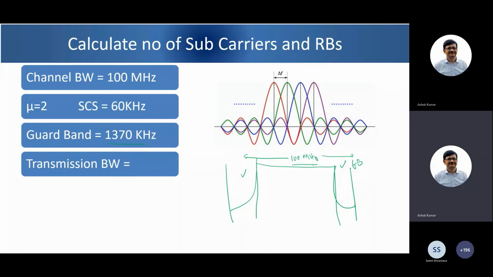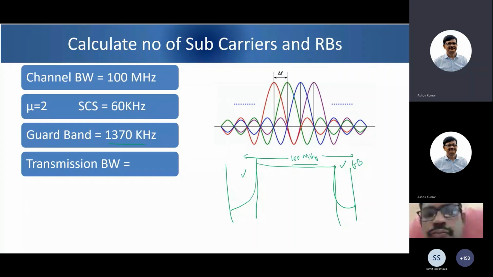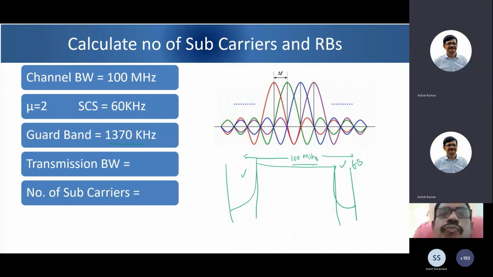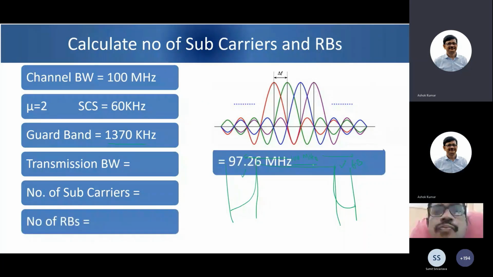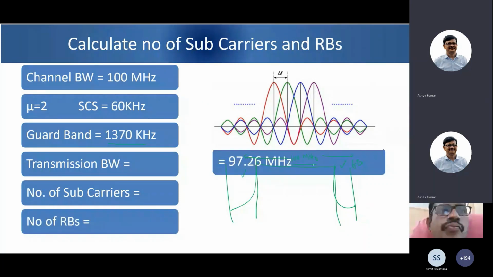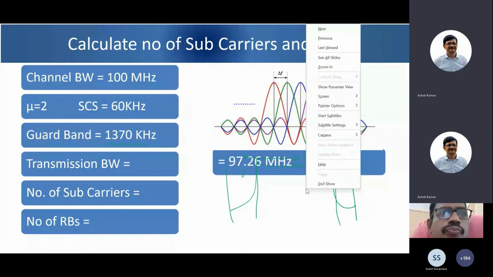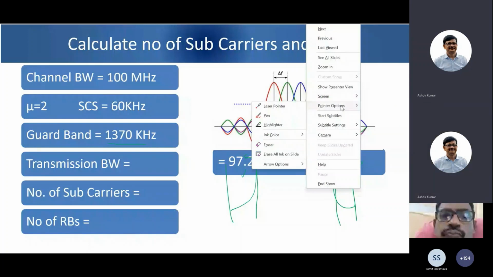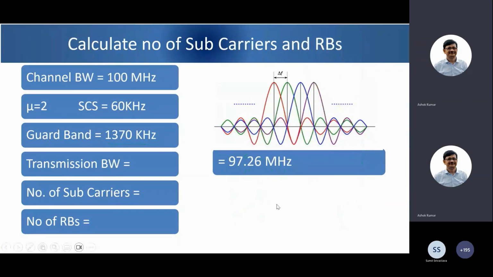Yes. Now I see a lot of answers. So you guys are right. 97.26 is the right answer. Now you calculate the number of subcarriers. Divide this by 60. Please divide 97.26 by 60.